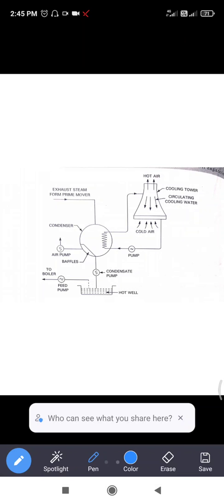First, you can see this is the air pump. An air pump to remove air and other non-condensable gases from the condenser.